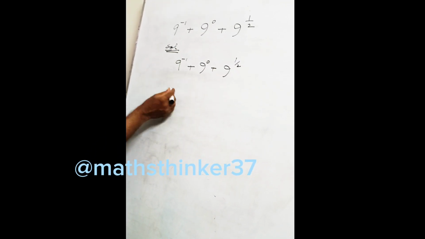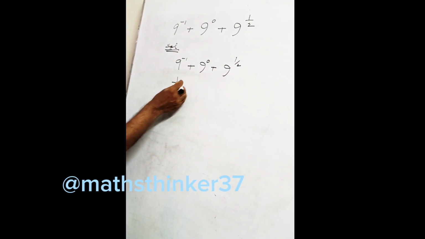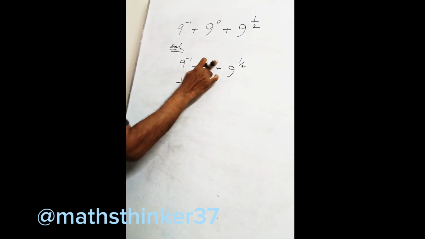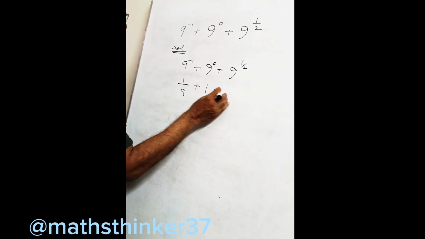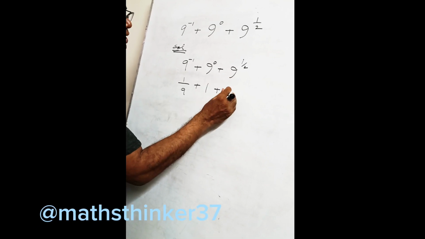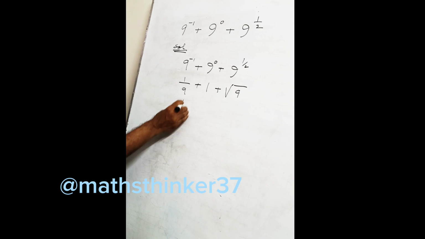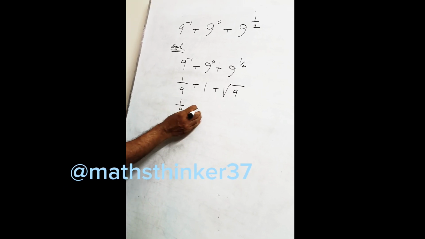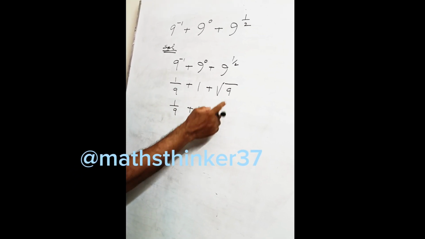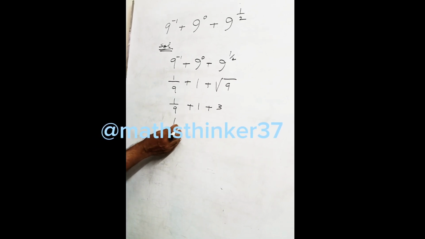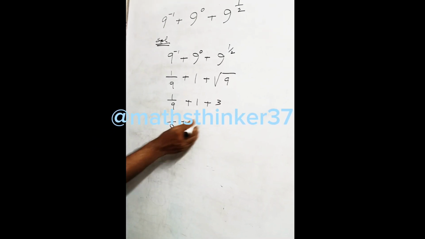Now look at here. 9 to the power minus 1 means 1 upon 9, plus any base having power 0 is 1. So now we can write under root 9. 1 upon 9 as it is plus 1 as it is plus under root 9 is 3, and 1 plus 3 is 4.